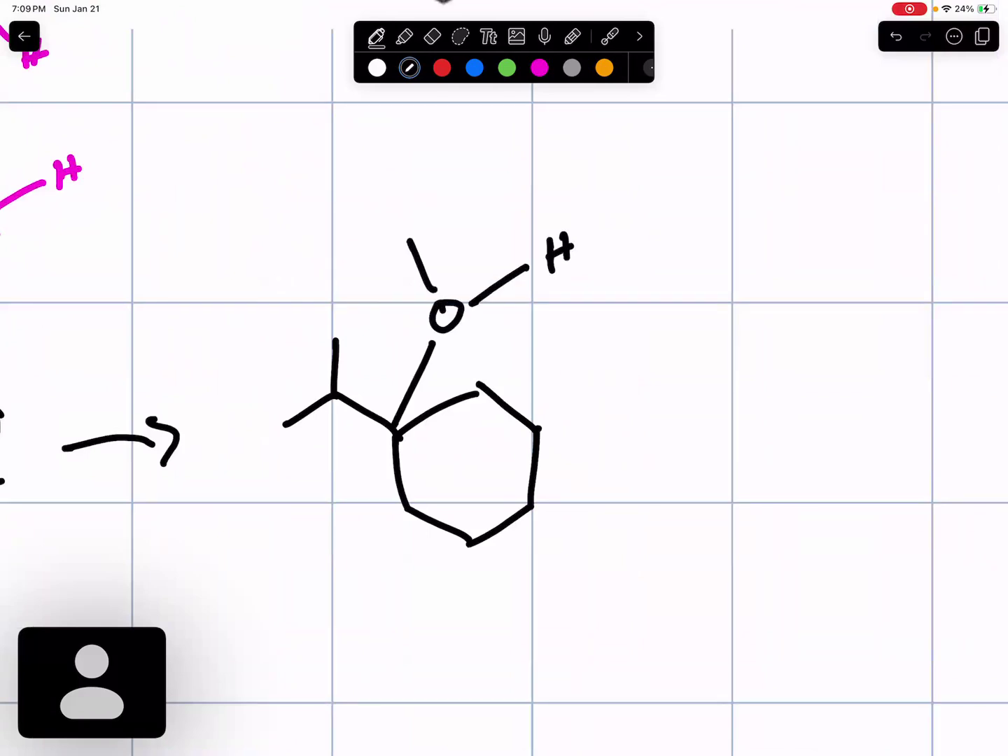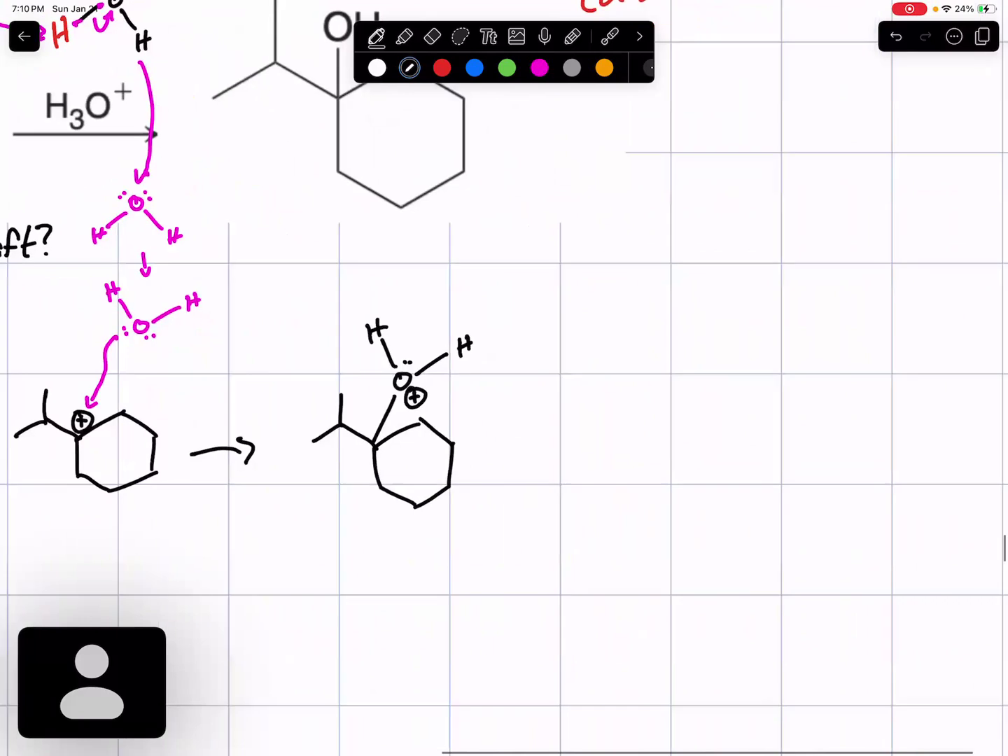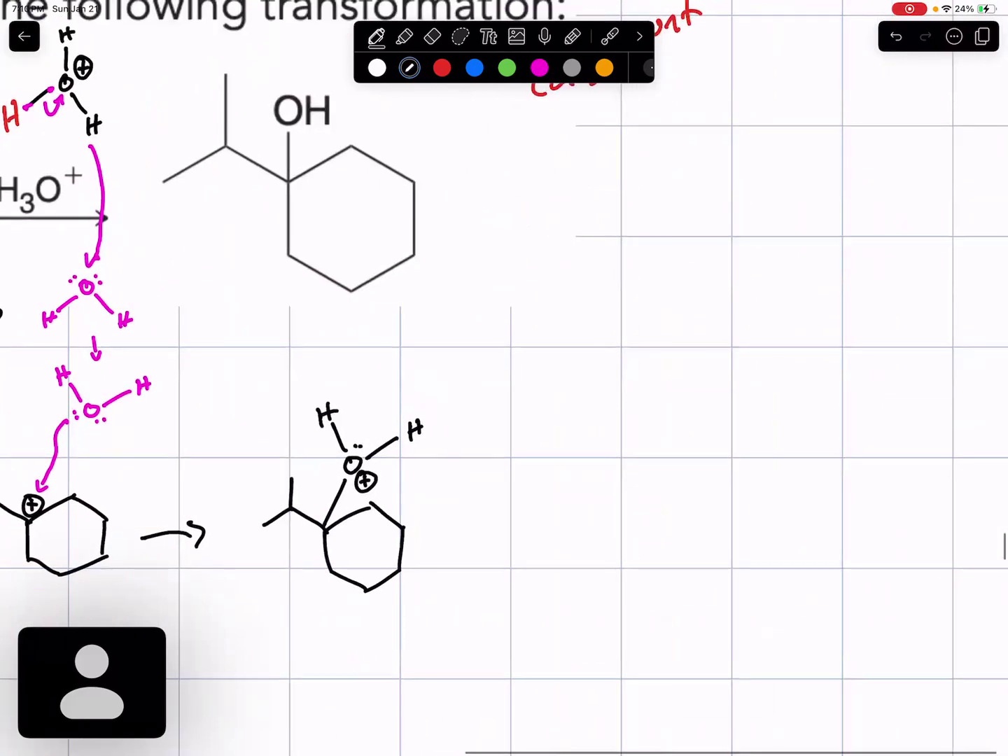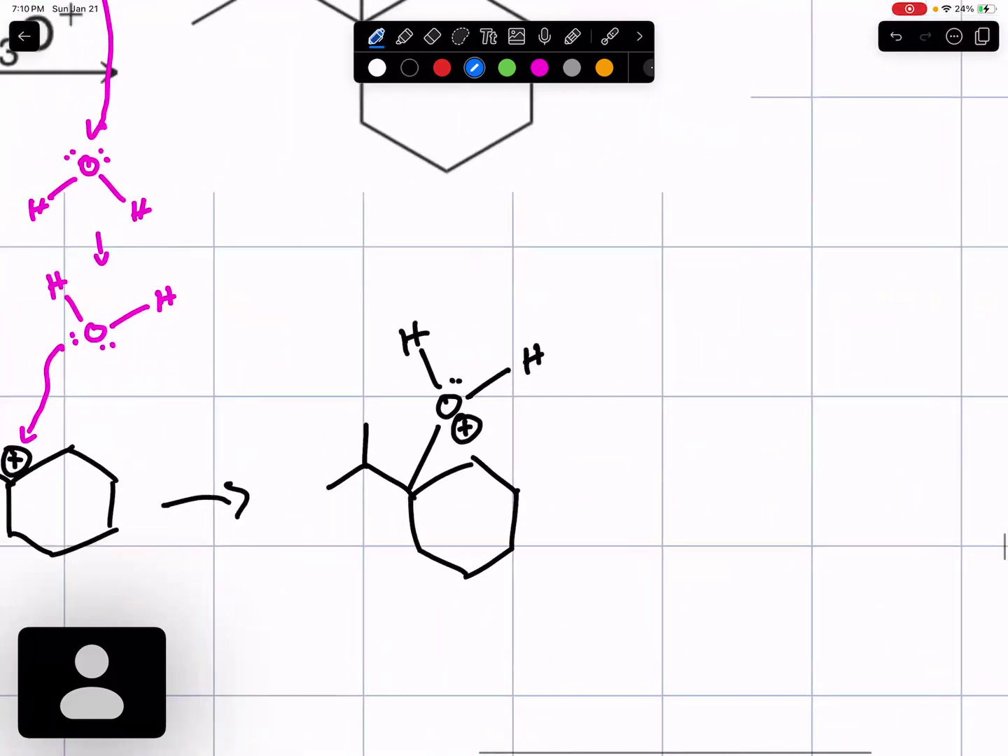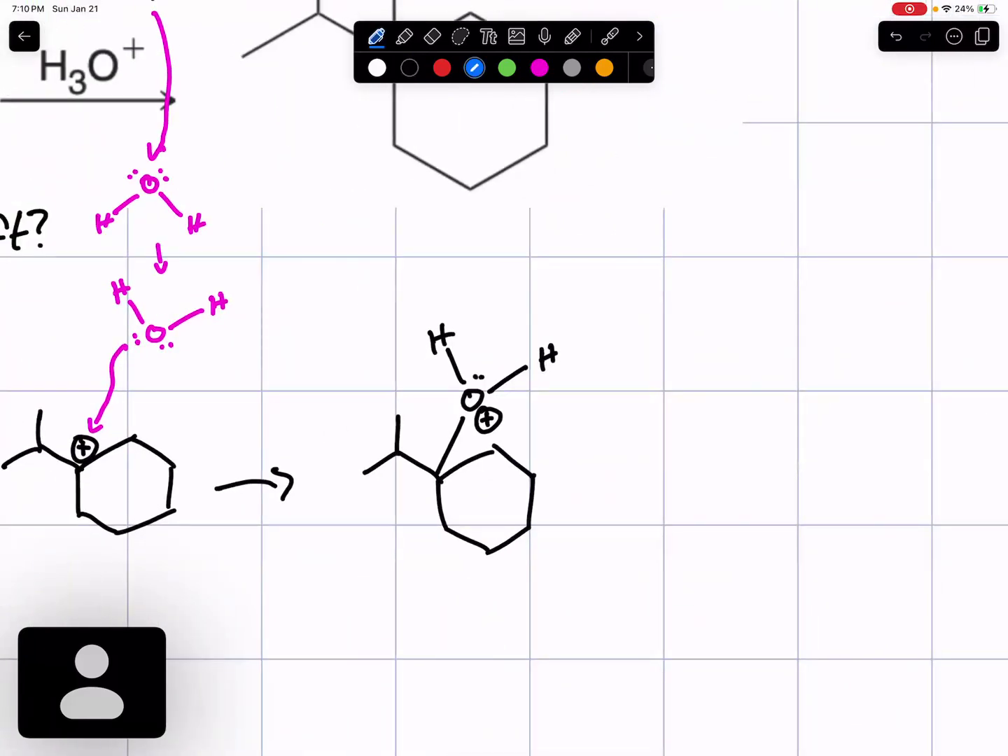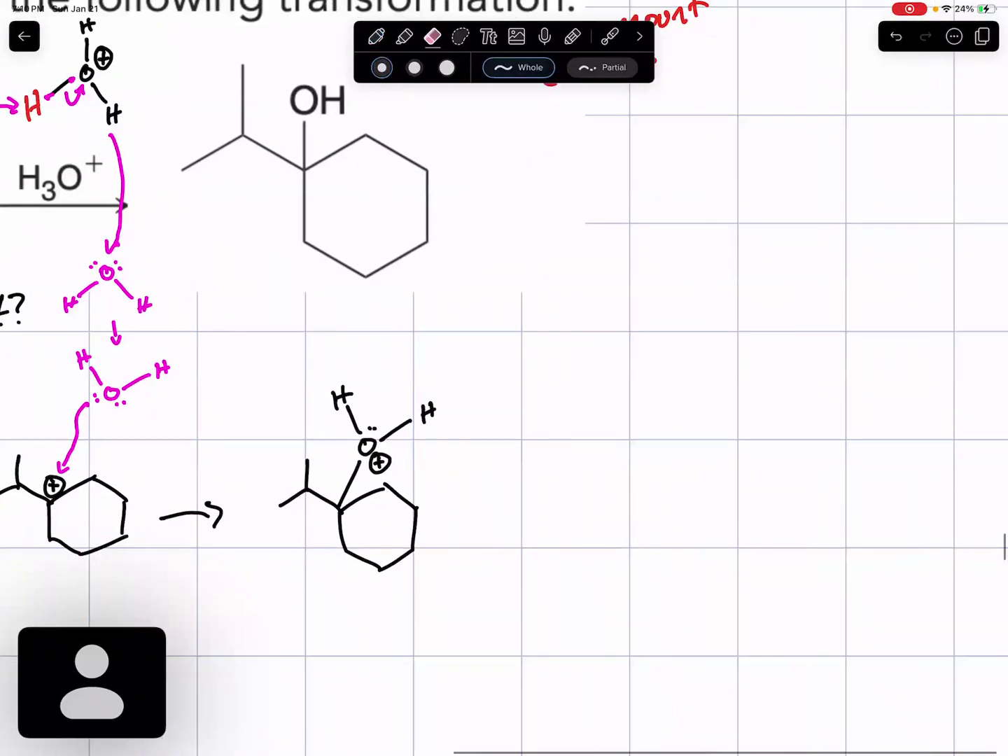Now look, we have a hydroxyl group. It's been added, but it has 3 groups and only 1 lone pair, and it's positively charged. What have you learned? What can we do to make it a hydroxyl group? Yes, a proton transfer to water to stabilize it. This is H2O plus now. We take another water molecule.